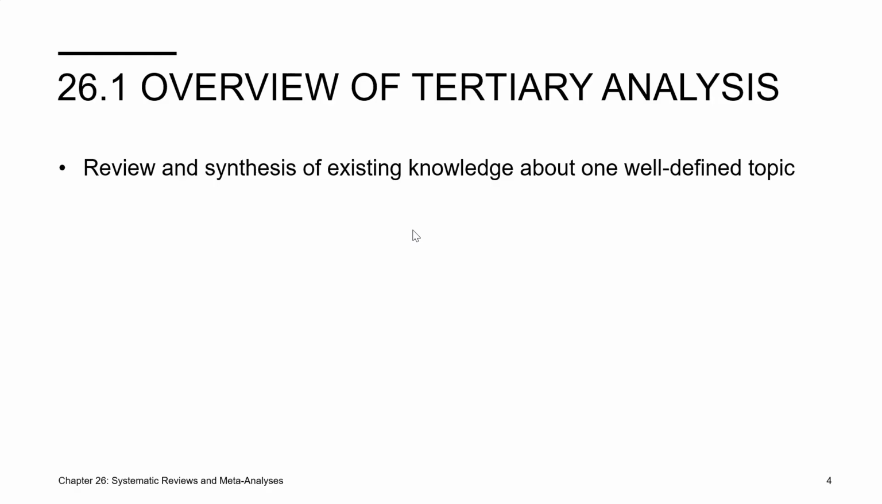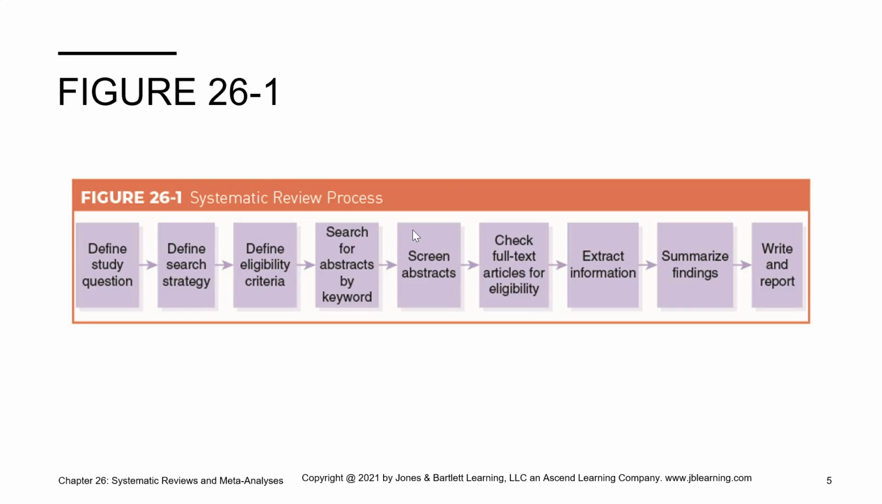So Section 26.1 covers an overview of tertiary analysis. A tertiary analysis is a review and synthesis of existing knowledge about one well-defined topic. Figure 26.1 covers the systematic review process. This is a great figure to demonstrate the different steps that need to be conducted for a systematic review.